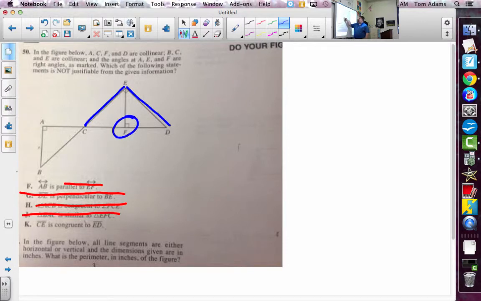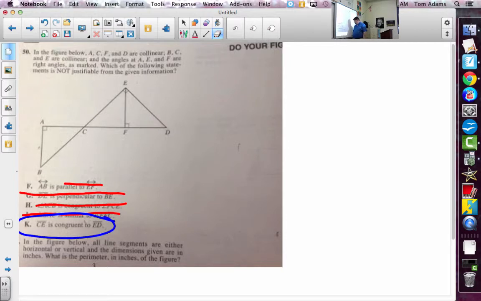If I knew that this bisected, in other words, if EF bisected CD, if I knew that for sure, I could prove it. But I don't know that. It doesn't say that. It's not given. Okay? So technically the answer is K. Not justifiable. It probably is, though, the way that it's drawn. It looks like it is, but I can't prove it.